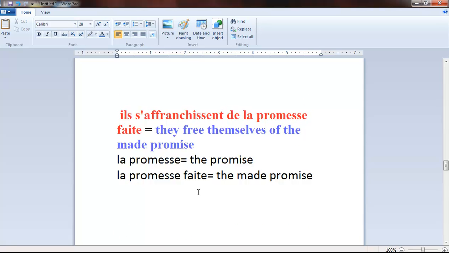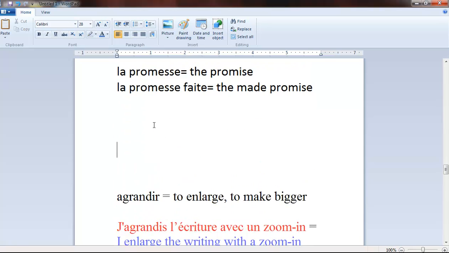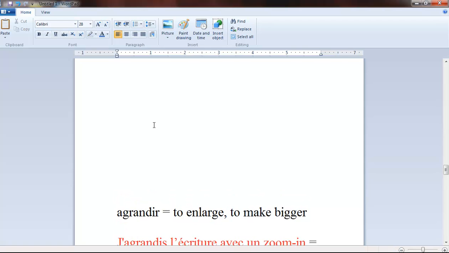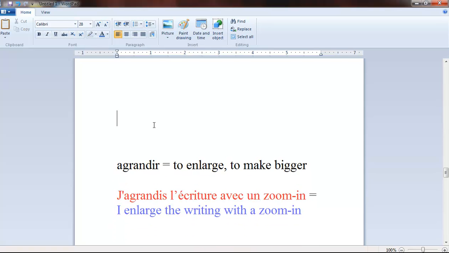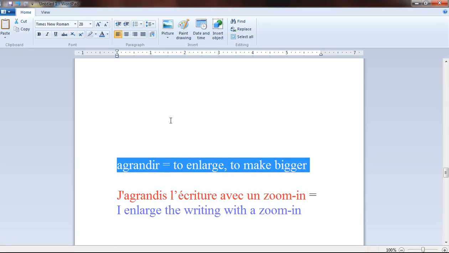Okay, next example. Now we're going to discuss the second verb for today, for which we're going to give more in-depth examples about how to conjugate it in the present tense simple, with nice vocabulary around it. And this verb is agrandir. It means to enlarge, to make bigger.